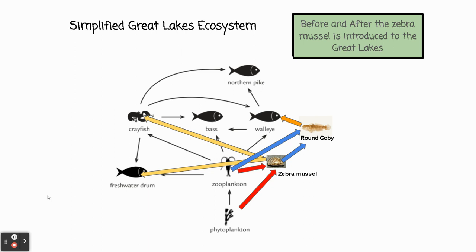But there are some big fish that will eat the round goby. Game fish like walleye, bass, and northern pike all eat the goby. And so they get energy from the goby, which helps them out just a little bit.